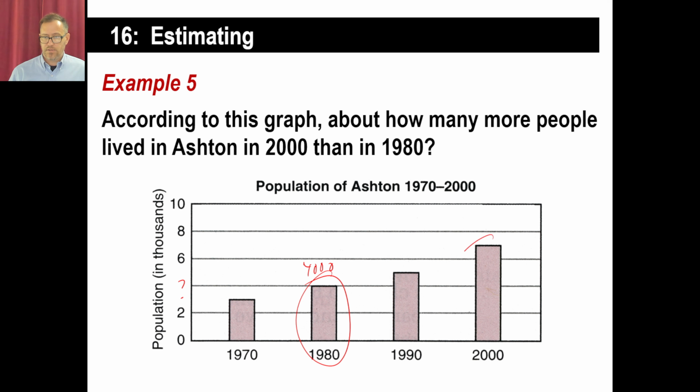In 2000, let's take a look at this. How many people lived in Ashton in 2000? Well, let's see, at least 6,000. And it looks like it's almost right in the middle of 6,000 and 8,000, which would be 7,000. Okay, make sure you answer the question, though. The answer is 3,000, because 7,000 is 3,000 more than 4,000. So there's your answer.